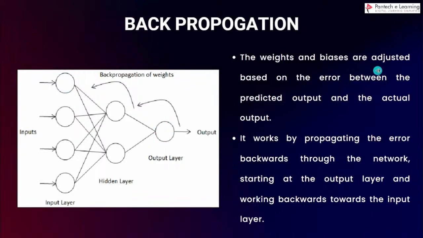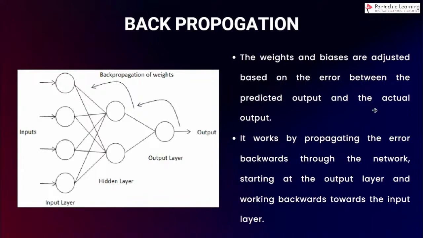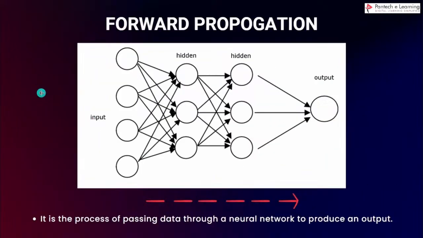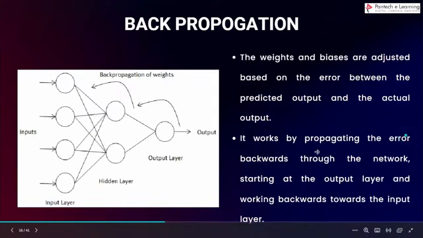So the weight and bias are adjusted based on the error between the predicted output and actual output, which is the loss function. Based on the loss function, the weight and bias are adjusted, which means it is going to reassign the values on its own. You are not going to add any weight or bias on your own. These values are done automatically by it. And how is it doing that?